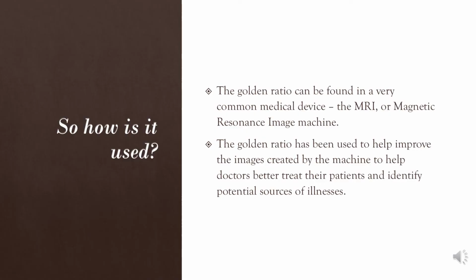Moving on to practical applications, the golden ratio can be found in everyday devices, such as medical devices. One of these is the MRI, or the magnetic resonance imaging machine. The golden ratio has been used to help improve and create these images by using tiny mathematical calculations in order to refine the images that are taken, providing better image quality overall and allowing doctors to better treat their patients accordingly.